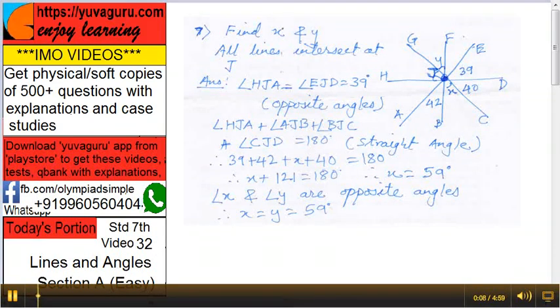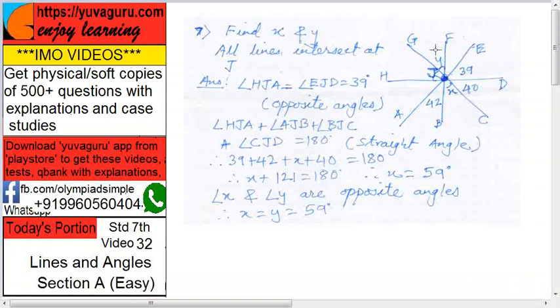Let's start. In the given figure, we have to find x and y, both of these. All lines intersect at J, that's what is given. This point is known as J, okay. Line HD and line AE are straight lines intersecting at J.